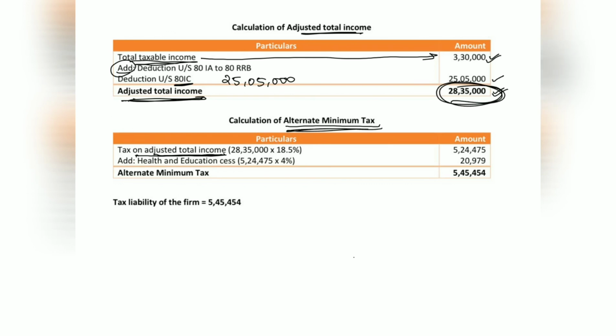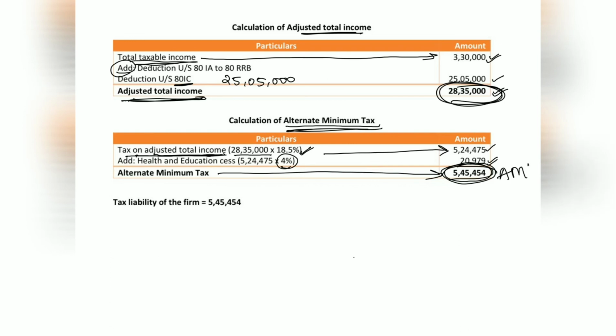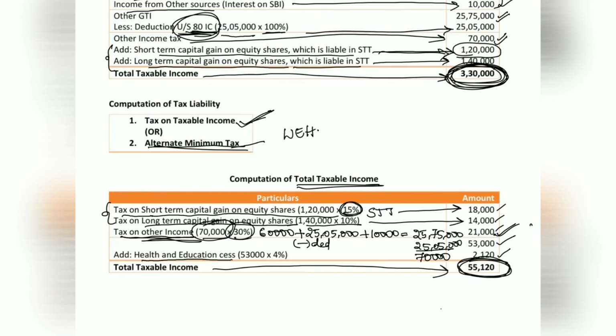Let us calculate alternate minimum tax. Tax on adjusted total income 28,35,000 at 18%, the value comes to 5,24,475 rupees. If you calculate 4% health and education cess, it comes to 20,979. So alternate minimum tax is 5,45,454. So the AMT value is 5,45,454.